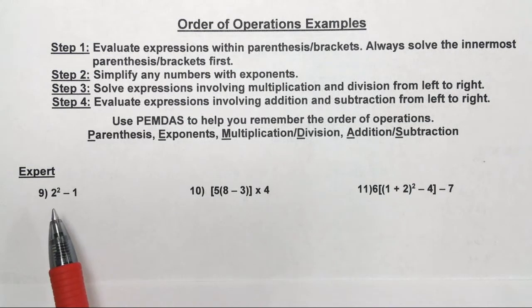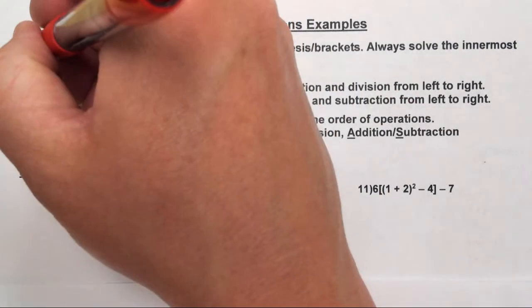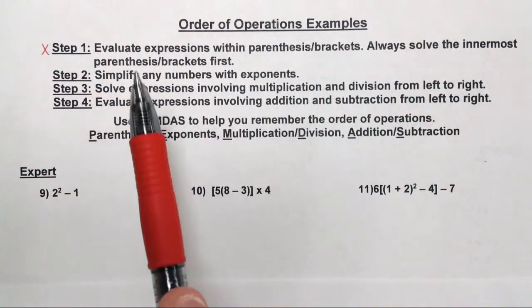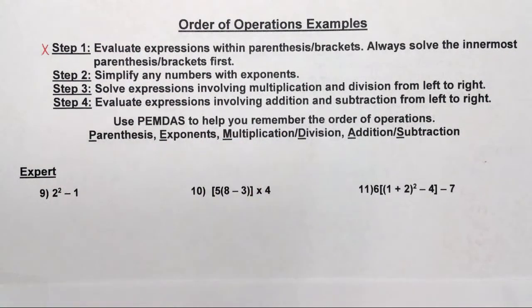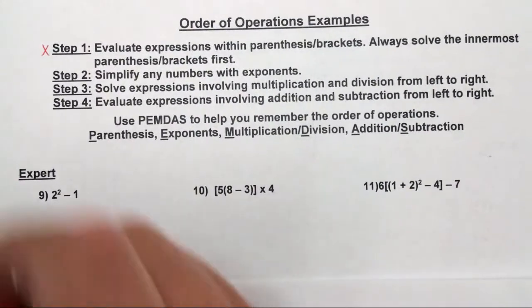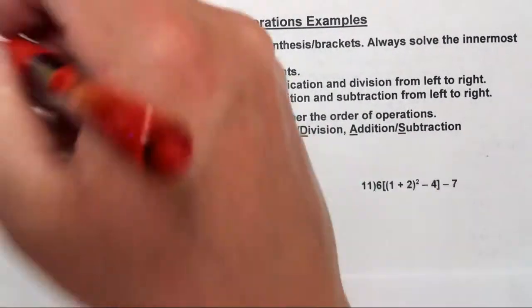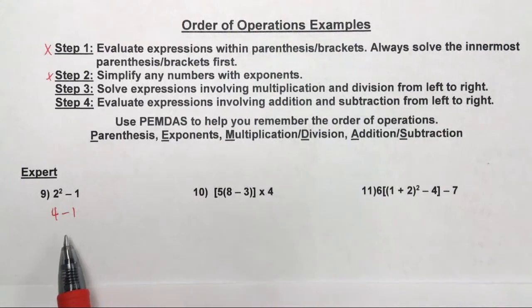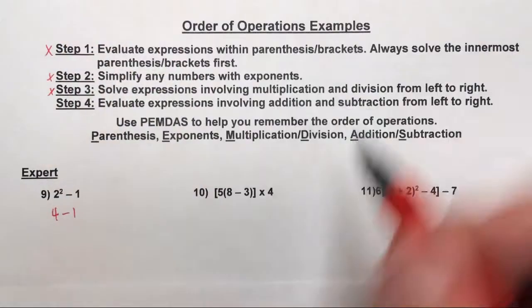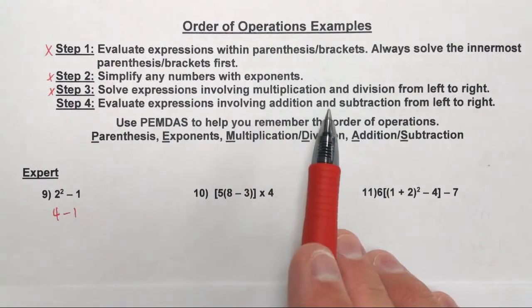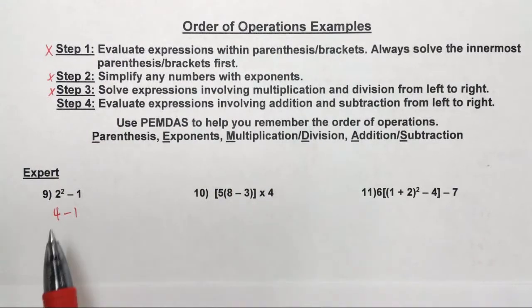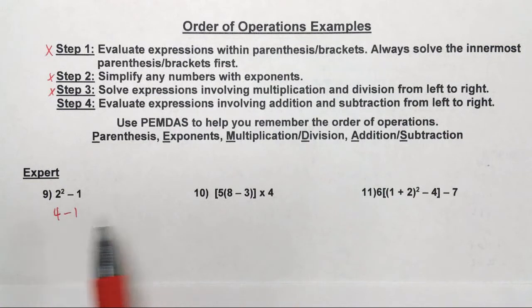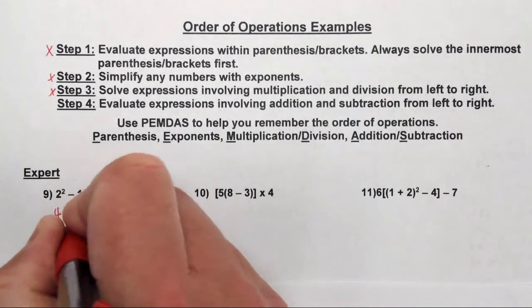So number 9 isn't very challenging, but I didn't actually cover how to deal with exponents. Notice on number 9 there's no parentheses, so step 1 can be ignored. Step 2 says simplify any numbers with exponents. So 2 squared is just 2 times 2, that's 4, minus 1. Step 3 says solve expressions involving multiplication and division from left to right. There's no multiplication or division, so that one can be skipped. Step 4 says evaluate expressions involving addition and subtraction from left to right. So 4 minus 1 becomes 3, and then that is the answer.